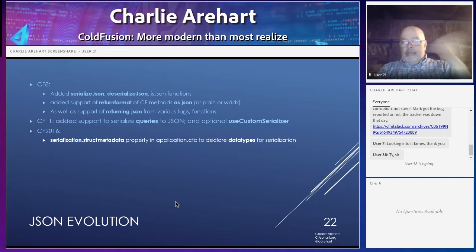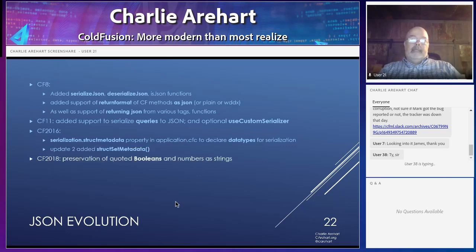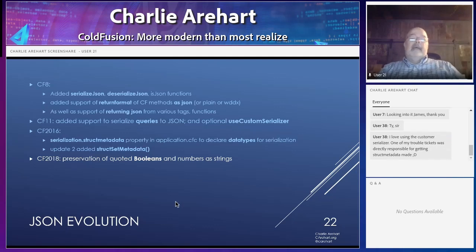And again, there's places to share feedback. You can file bugs with the docs at tracker.adobe.com. So anyway, moving on. And update 2 of 2016 even added the ability to do a struct set metadata to control it at the programming level. And then 2018 added solutions to fix problems with whether you quoted Booleans or had numbers and strings, would they remain as Booleans or become Booleans, or would they remain as strings or become numbers? That's controllable. You can control that with settings. And I even did a blog post on that.